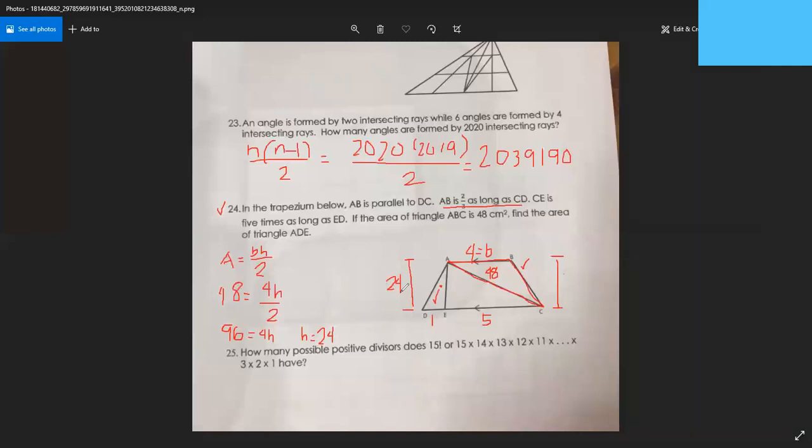So if that is 24, we can now identify the area of this. Base is 1, height is 24. Base times height divided by 2. So that is 24 times 1 divided by 2, and we will get 12. So the answer for number 24 is 12 cm squared. That's it.